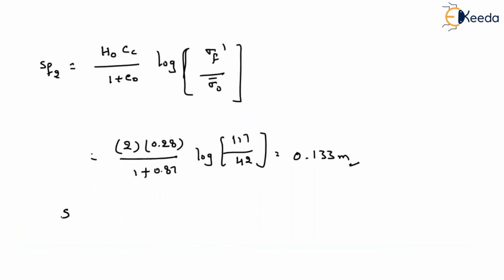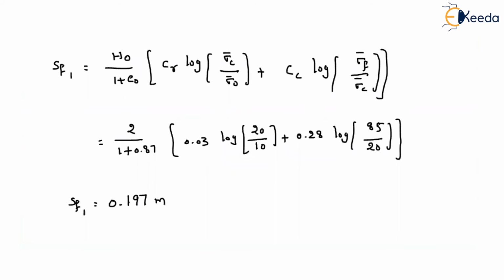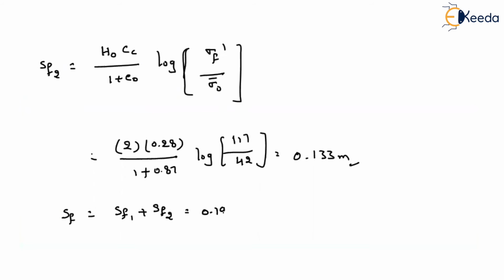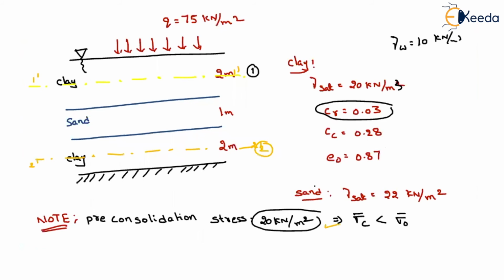So the total settlement of the soil structure is the settlement happening in layer 1 plus the settlement happening in layer 2. In layer 1 the settlement is 0.197 meter, plus 0.133. If you add, we'll get a value of around 0.33 meters. So in the present problem, we have considered different layers of clay.